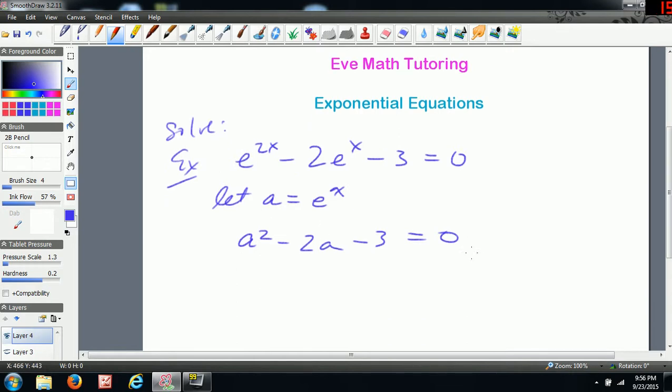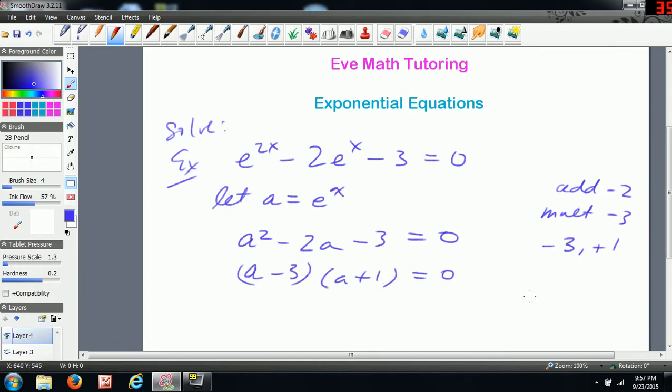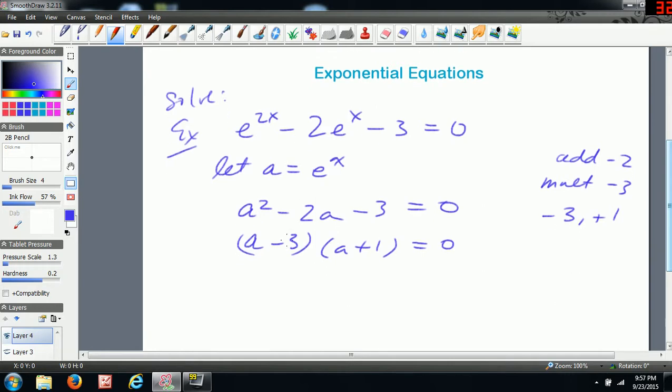As you remember, when you have an equation in this form, you want to think of two numbers that add to the middle, so add to negative 2 and multiply to negative 3. Those two numbers would be negative 3 and positive 1. So I'm going to write this as a minus 3, a plus 1. Then I can put the e to the x back in: e to the x minus 3, e to the x plus 1.